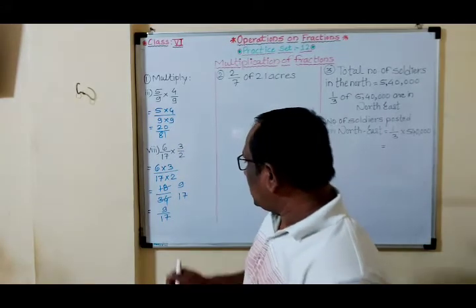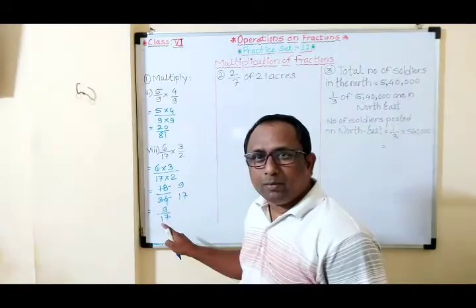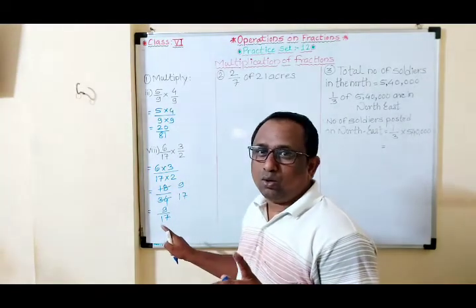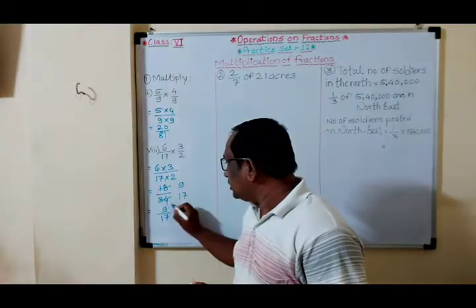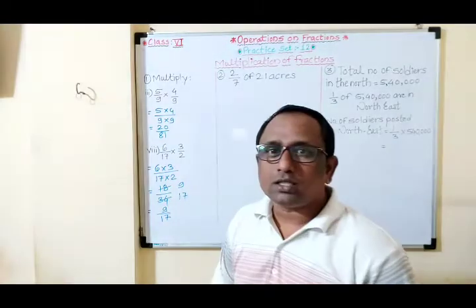So is 9 and 17 divisible by any same number? No. 9 is divisible by 3 but 17 is not. So this is our final answer. So this way you have to make the simplest form.